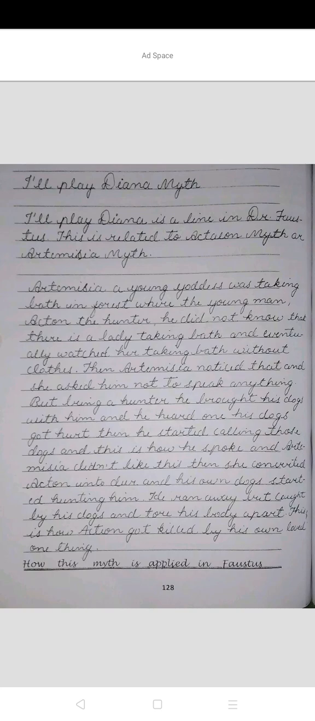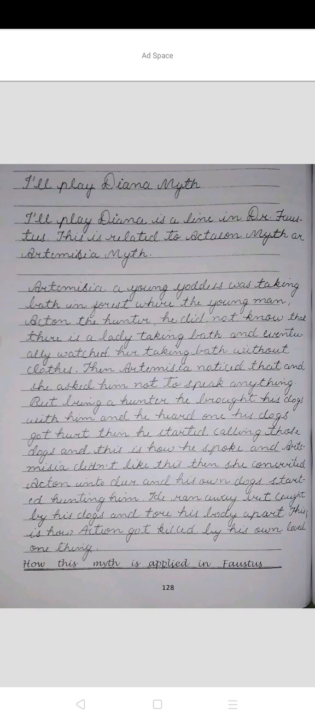"I will play Diana." I will play Diana is a line in Dr. Faustus. This is related to the Actaeon myth or Artemis myth. Artemis, a young goddess, was taking a bath in a forest where the young man Actaeon, the hunter, did not know that there is a lady taking a bath, and eventually watched her taking a bath without clothes. Then Artemis noticed that, and she asked him not to speak anything. But being a hunter, he brought his dogs with him, and he heard when his dog got hurt.